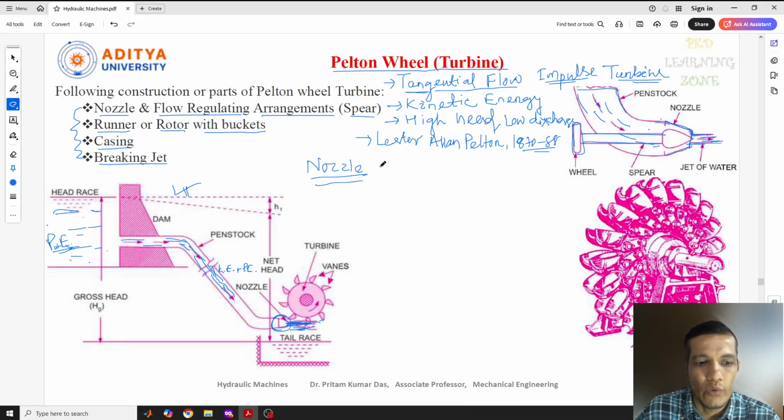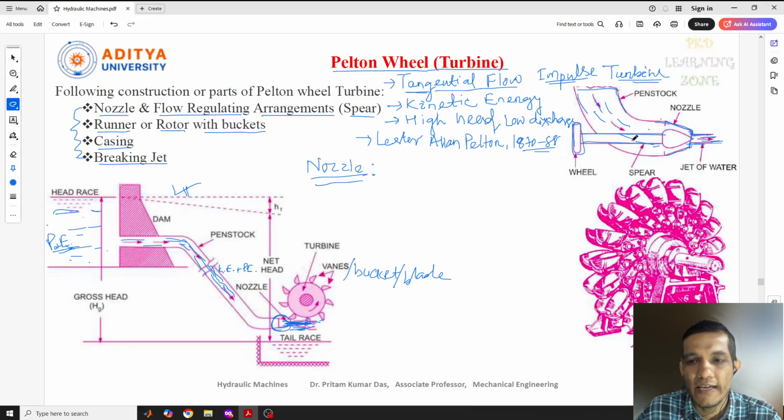This is about the nozzle and flow arrangement, what I told you, the flow regulating arrangement. So how will it actually work? The quantity of water which is striking the bucket here. You can see this is connected to the bucket. So the quantity of water which is striking the buckets or vanes. The name of this is vanes, or you can say buckets, or sometimes previously we have called it a blade. So this will be controlled by the spear.